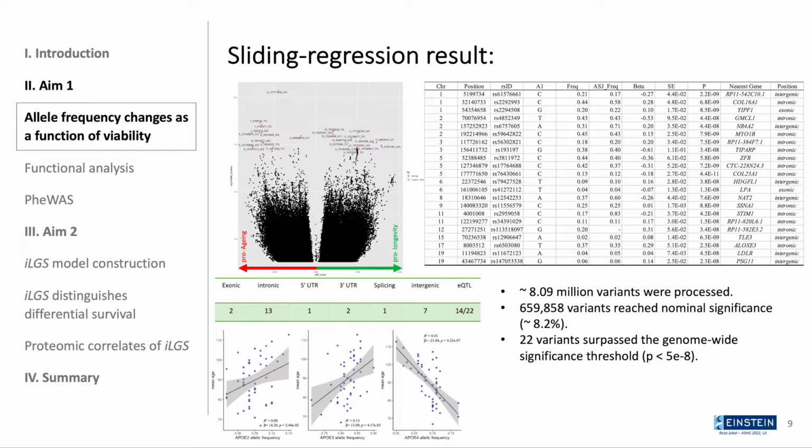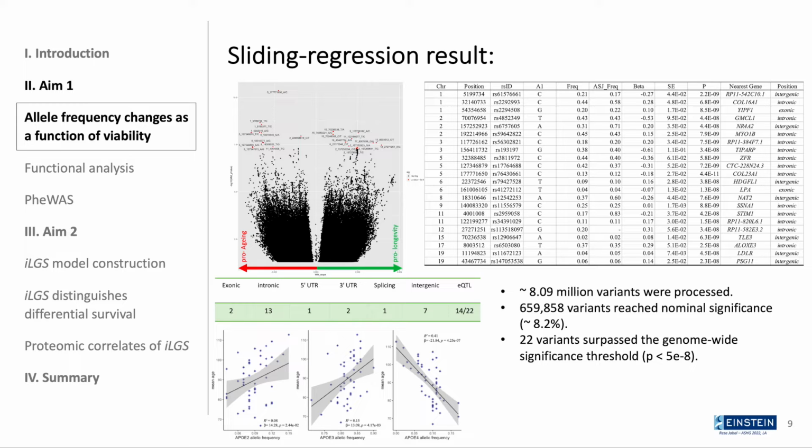As with many GWAS analyses, the majority of these genetic variants are turning up in non-coding regions of the genome. Interestingly, 14 of these variants were revealed to be eQTL loci. At the bottom you see the trends for 3 ApoE haplotypes. As expected, the ApoE4 haplotype shows a decreasing frequency toward the extremities of lifespan.